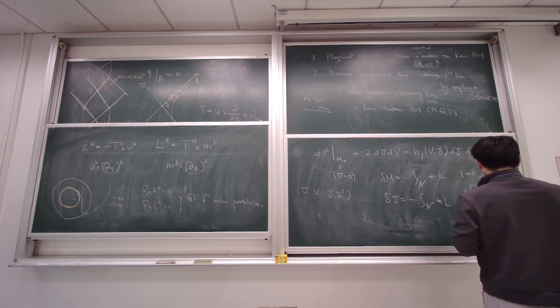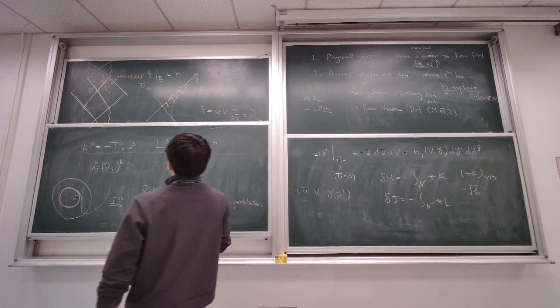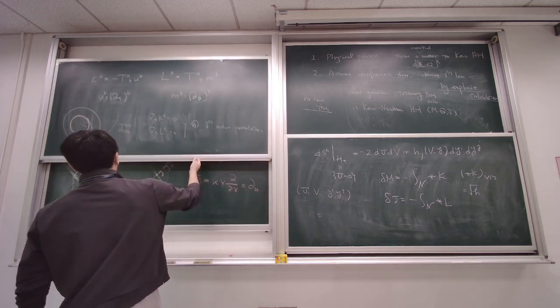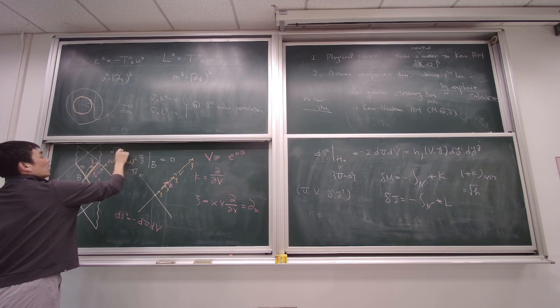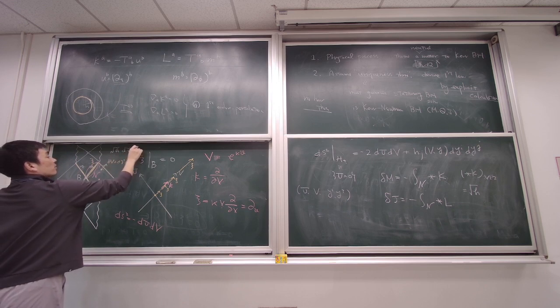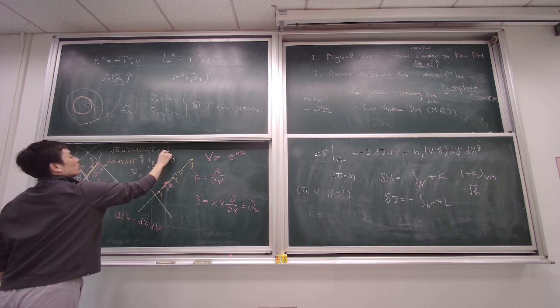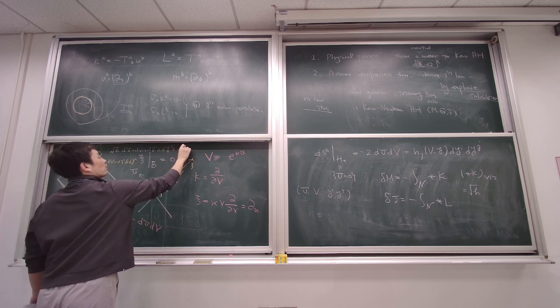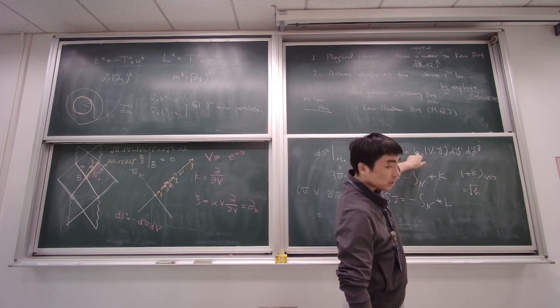And if you use the metric of this one, the total volume element is in fact square root h dU dV dy1 dy2, the volume element of this metric, where h is given here.